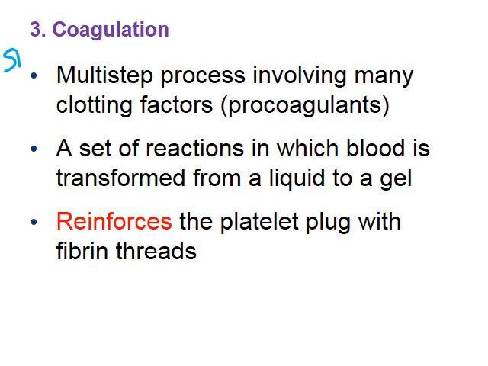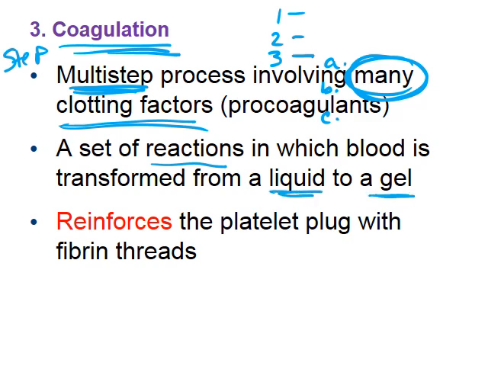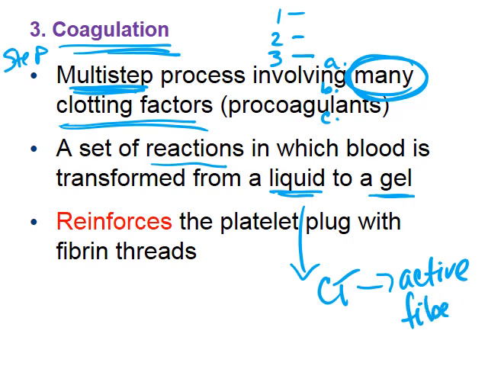Now here's where it gets a little tricky. Here is step 3, which is coagulation, but guess what? It's a multi-step process. So underneath you're going to have 1, 2, 3, and then you're going to talk about the processes that have to happen for coagulation to happen. It's a multi-step process involving many clotting factors. There's a set of reactions in which the blood is going to turn from a liquid to a gel. Remember we said blood is that weird connective tissue. It's liquid most of the time, but if you activate the fibers, we can turn it more into a jelly-like substance. So this coagulation is going to reinforce the platelet plug with something called fibrin threads.